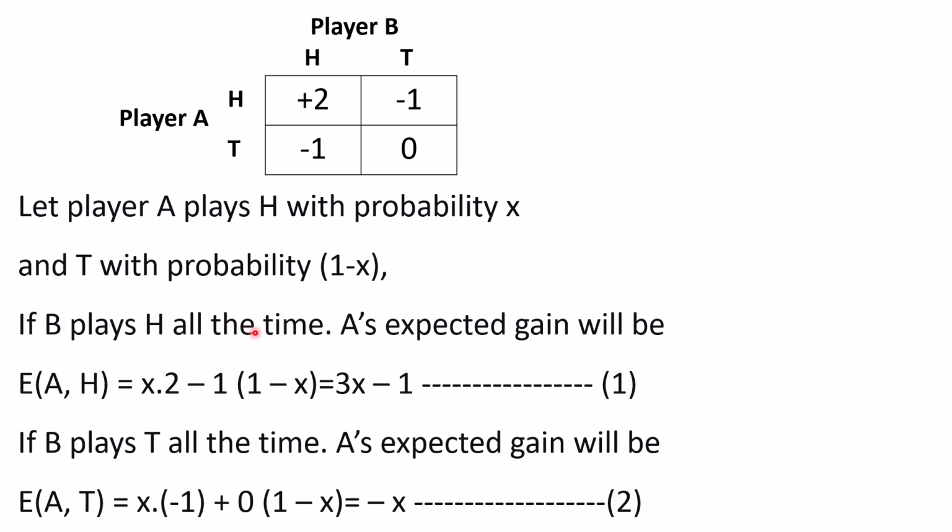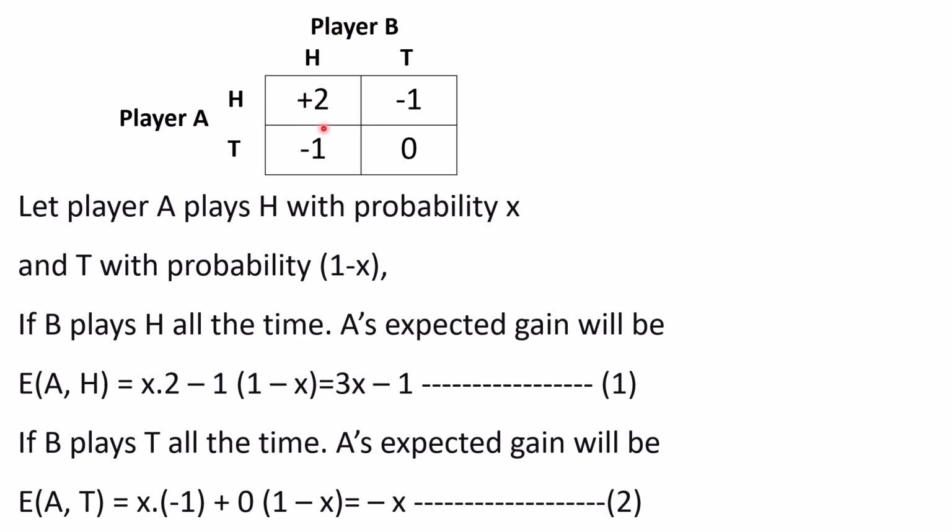Then if player B plays H all the time, what will A's expected gain be? For example, if player B plays only the first strategy, that is head, then how much will player A get?